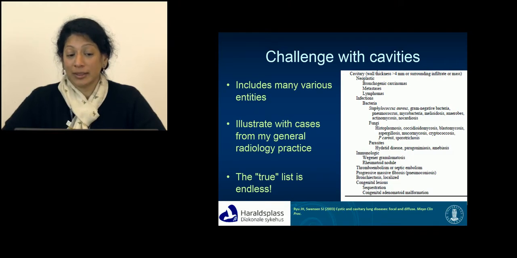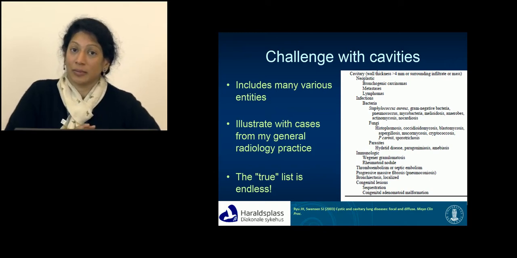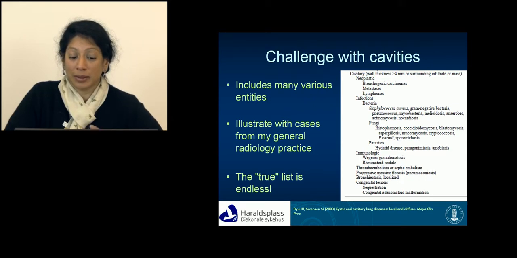So the challenge with cavities is that it includes very many various entities, from infections to systemic diseases to malignancies, and it is our job to differentiate and not miss the diagnosis, or at least put them in the right group. I will illustrate this with cases from my practice, but the list is really long and it's endless, so you have to keep an open mind and remember that there's a lot of overlap.